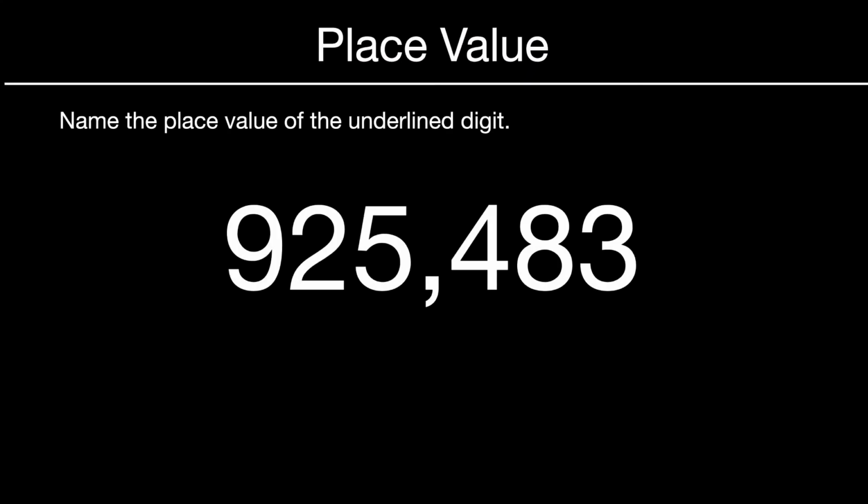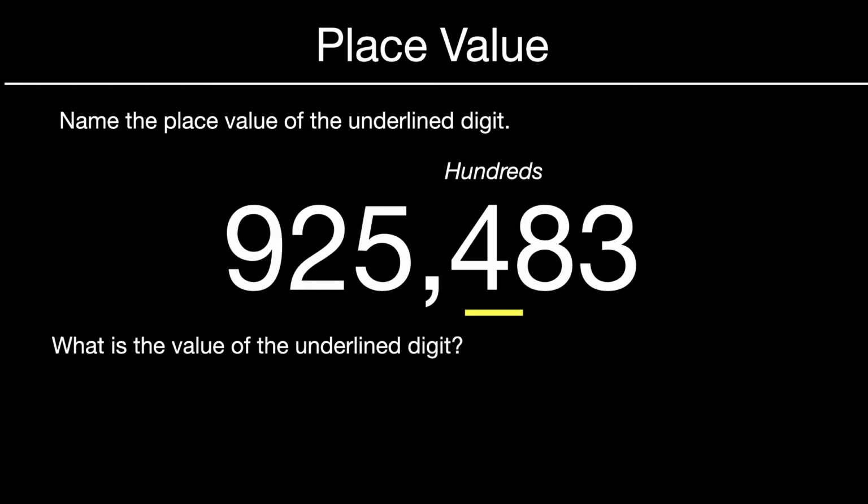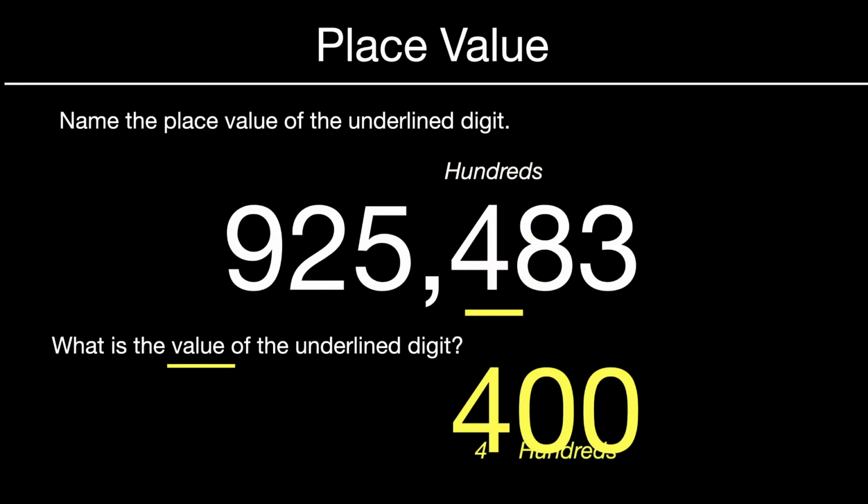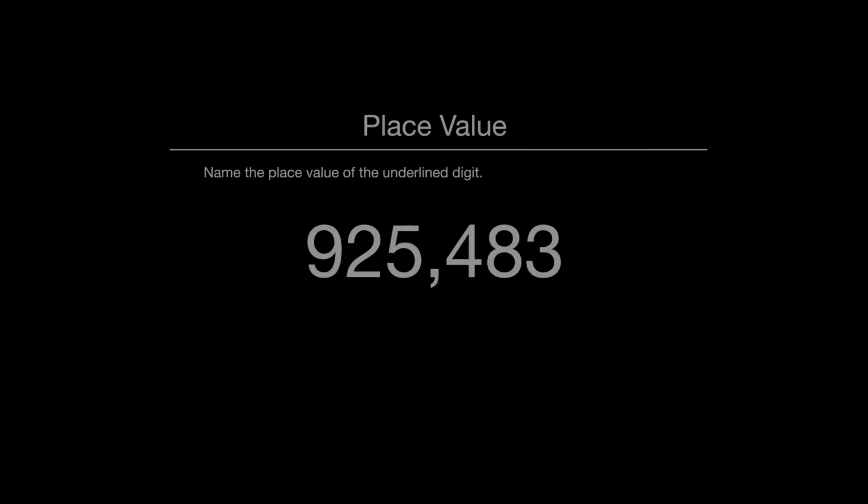Okay, name the place value of the underlined digit. Okay, do you remember that one? Hundreds, good. And what is the value of the underlined digits? Remember our 3 steps? So if we keep the 4 and turn everything to the right into zeros, the value of that would be 400. And you could also express it that way with 4 hundreds.